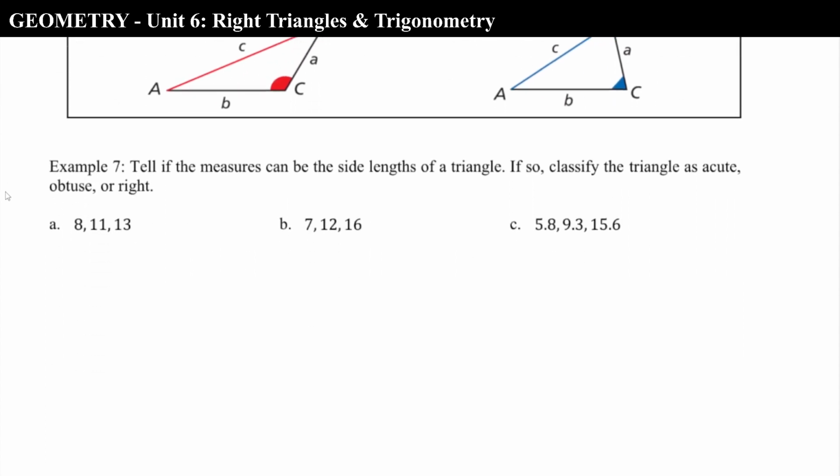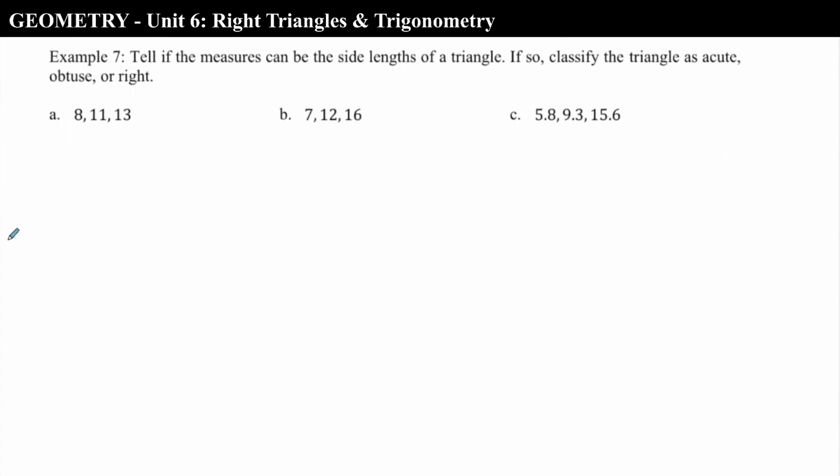So, for example 7, we're going to tell if the measures can be the side lengths of a triangle first, and then, if so, we're going to classify the triangle as acute, obtuse, or right. So remember, to find out if it is a triangle, we are first going to take our two smaller sides and compare their sum to our largest side. So 8 plus 11 is 19, and 19 is greater than 13, so we do have a triangle.